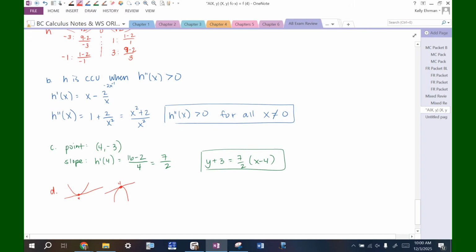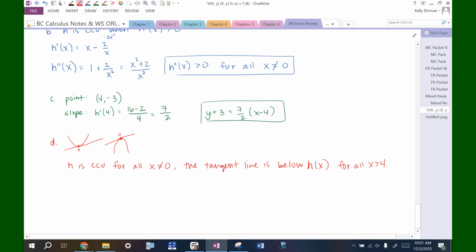So remember, we said that H is concave up for all x not equal to 0. We just said that in part B. So that means that the tangent line is below H of x for all x greater than 4. They're equal at x equals 4, but then for any x, really, it's sitting below.